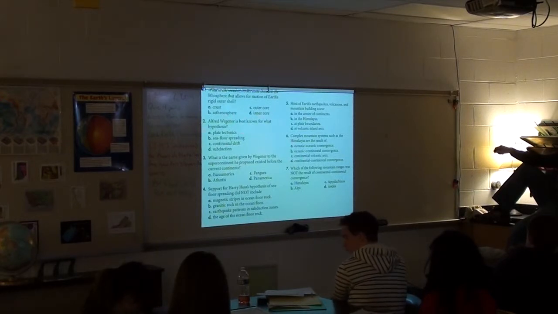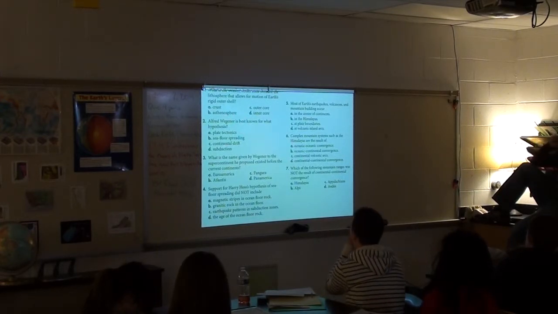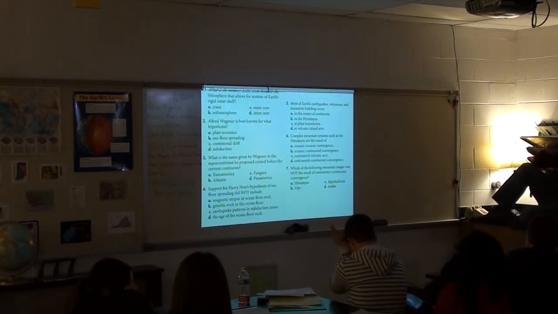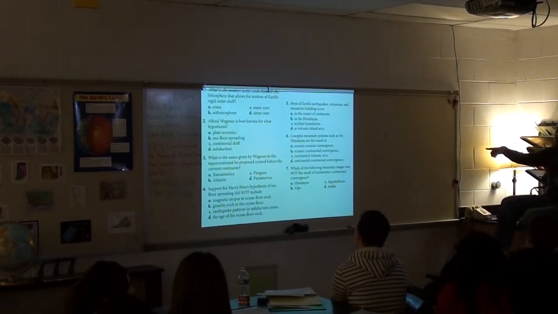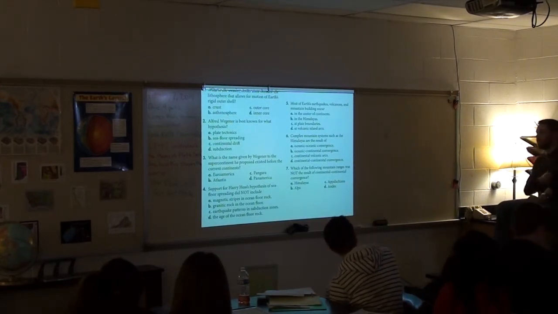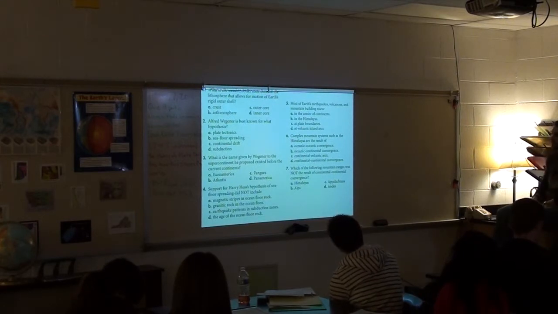How about 2? Alfred Wegener is best known for what hypothesis? Continental drift. I'm so proud of you guys. What's the name given by Wegener to the supercontinent he proposed existed before the current continents? Pangea. Very good.